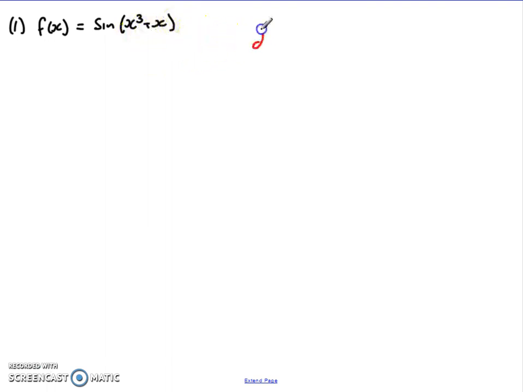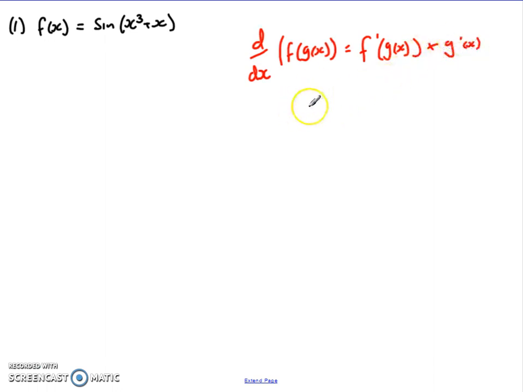So the first one, f of x equals sine of x cubed plus x. Now chain rule, remember that comes from finding d by dx of f of g of x, so a function within a function. To do that, take the derivative f dashed of g of x, and then we times it by g dashed of x. The easy way to think about this is you take the derivative of the outer function, don't touch the inner one, and then multiply the whole thing by the derivative of the inner function.